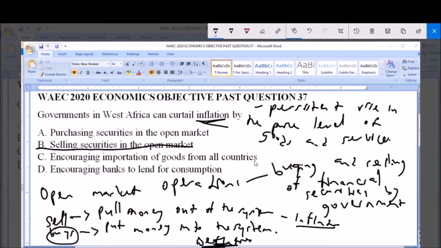Encouraging of importation from all countries is usually linked to inflation. Importation is linked to inflation, and encouraging banks to lend for consumption, of course, puts more money into the system and hence also encourages inflation. So as we have rightly established, option B is the correct answer to this question.